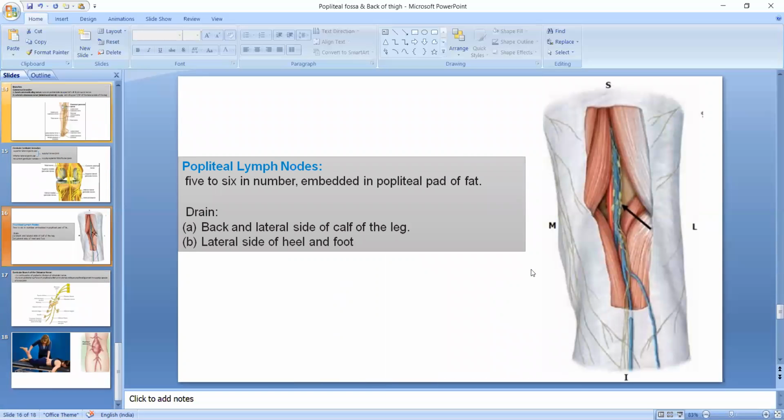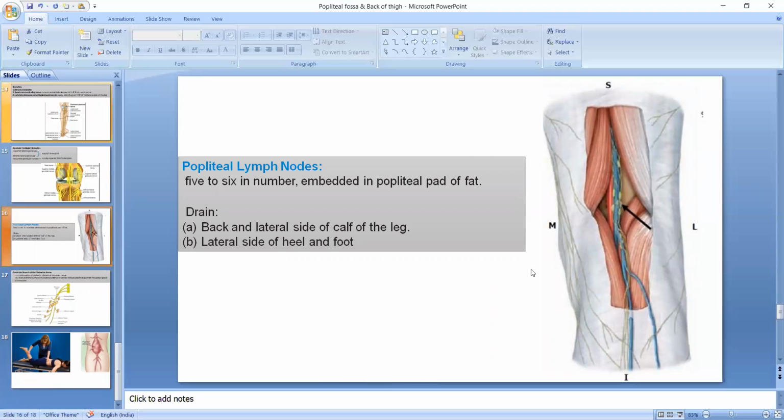Now we'll discuss the popliteal lymph nodes. They are of two types, superficial and deep, five to six in number, embedded in the popliteal pad of fat. They drain the back and lateral side of the calf, the leg, and the lateral side of the heel and foot. The two groups are the superficial popliteal and deep popliteal lymph nodes, the main group of lymph nodes located within the popliteal fossa.